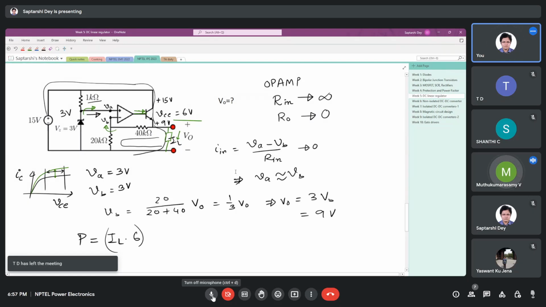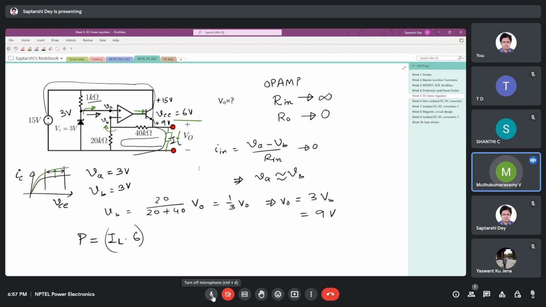Sir, in this problem, can we compute this output current, the current through the collector of the BJT? Actually, across this 1 kilo ohm, there is 12 volts of potential. So 12 volt by 1 kilo ohm, that current is 12 milliamp going through the Zener. Op amp you can virtually say no input current.